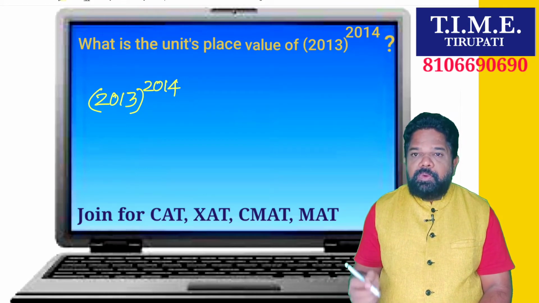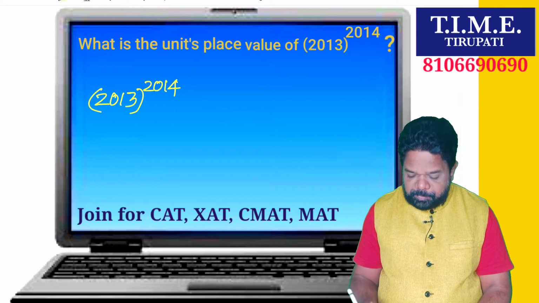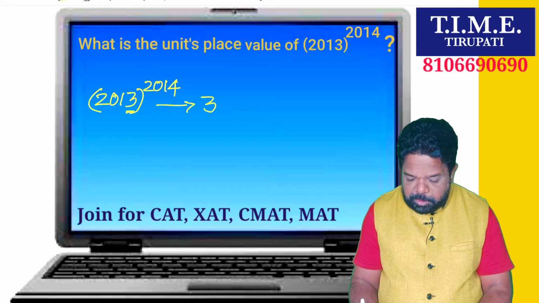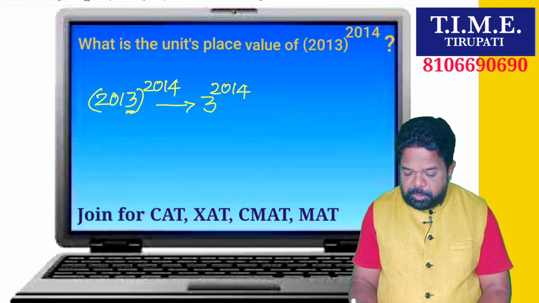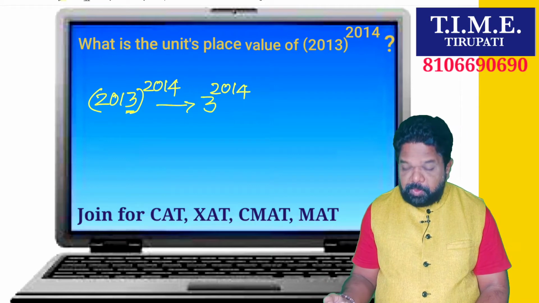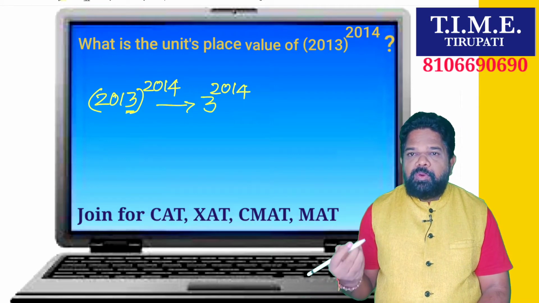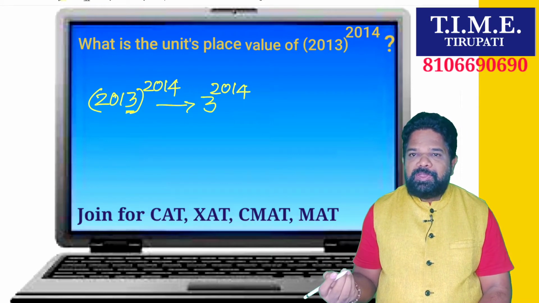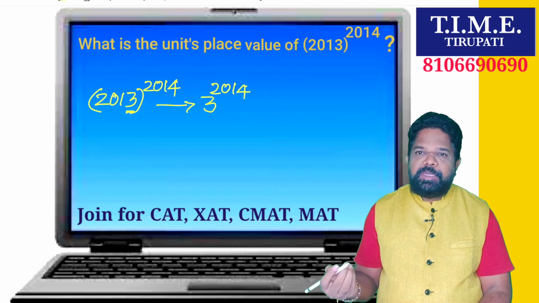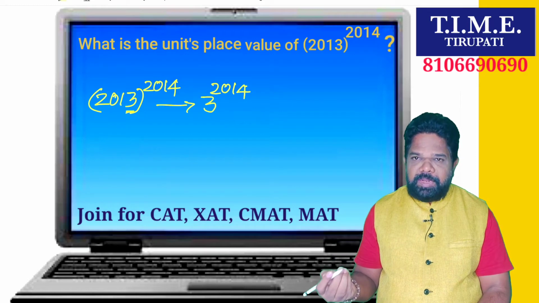Here you consider only the units place value. What is the units place value in 2013? 3 is the units place value. You have to consider only 3. So 3 power 2014, that is 3 into 3 into 3 into, you have to multiply 2014 times. Is it possible? No, it is impossible to multiply. But by applying a simple logic, we can say what the units place value is.